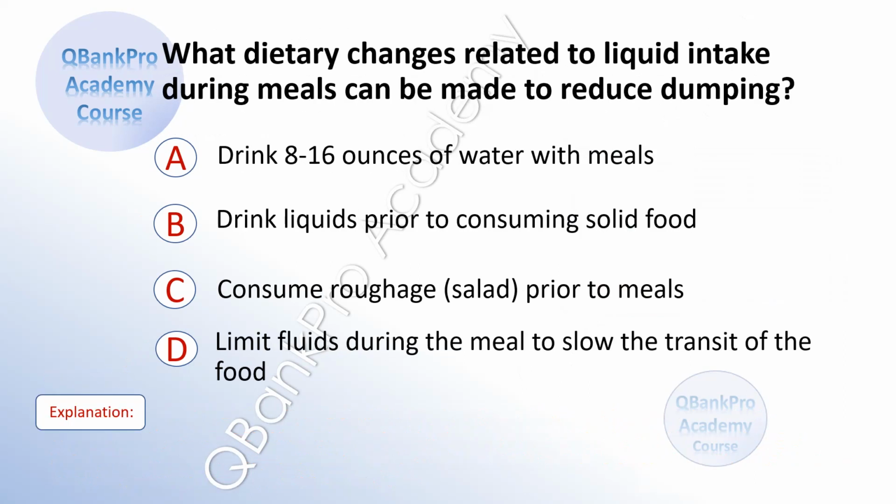What dietary changes related to liquid intake during meals can be made to reduce dumping? A. Drink 8 to 16 ounces of water with meals. B. Drink liquids prior to consuming solid food. C. Consume roughage, salad prior to meals. D. Limit fluids during the meal to slow the transit of the food.